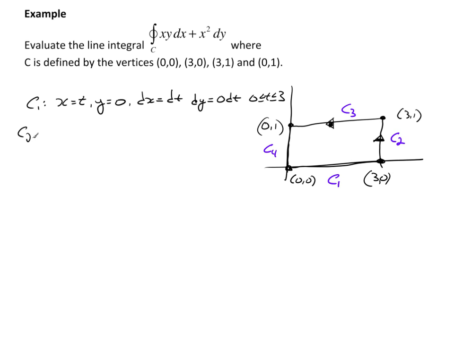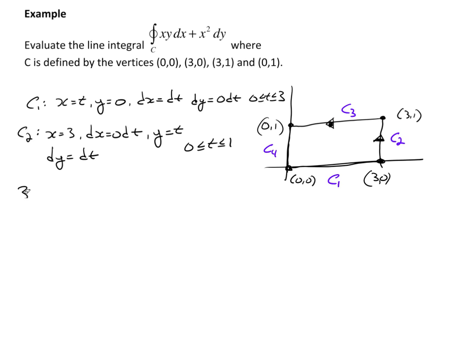For C2, I'm going to be traversing this piece right here. X is a constant 3. And that tells me, let's do dx right away. So dx equals 0 dt. In this case, I'm going to let y be equal to t. That means that dy is going to be dt. And of course, t in this case is going to end up going from 0 to 1.